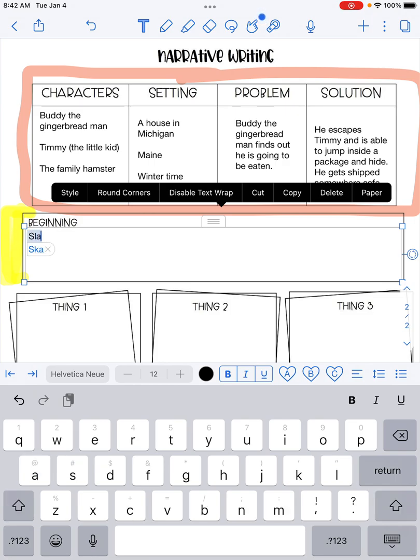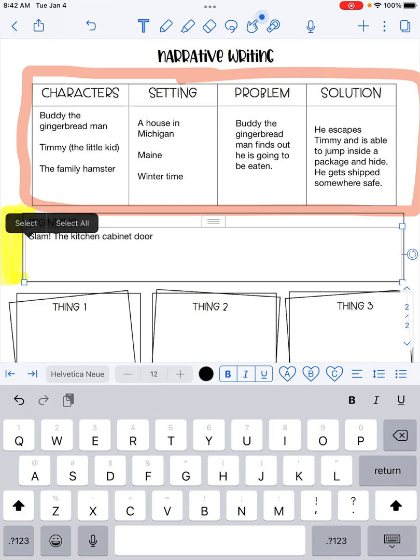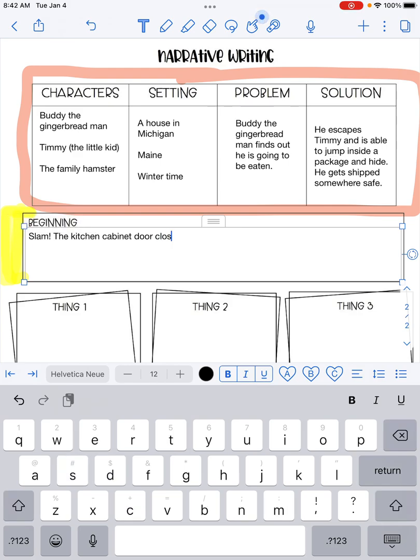Slam. Well, I know kitchens usually have cabinets that can make that slamming sound when you close them fast. Slam. The kitchen cabinet door closed loudly. Yeah. So I've used a sound word to catch my reader's attention.